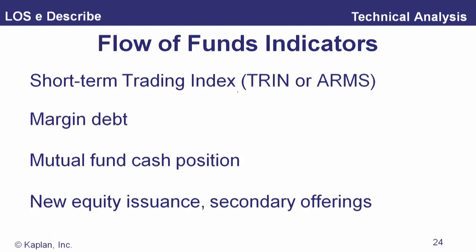We can look at margin debt. Last slide we talked about the change in margin debt, but overall margin debt can have an effect as well. Mutual fund cash position we talked about, and we talked about new equity issuance, and that could include IPOs or secondary offerings by existing companies who just think stock prices are so attractive that maybe they ought to issue a few million shares while the getting is good.